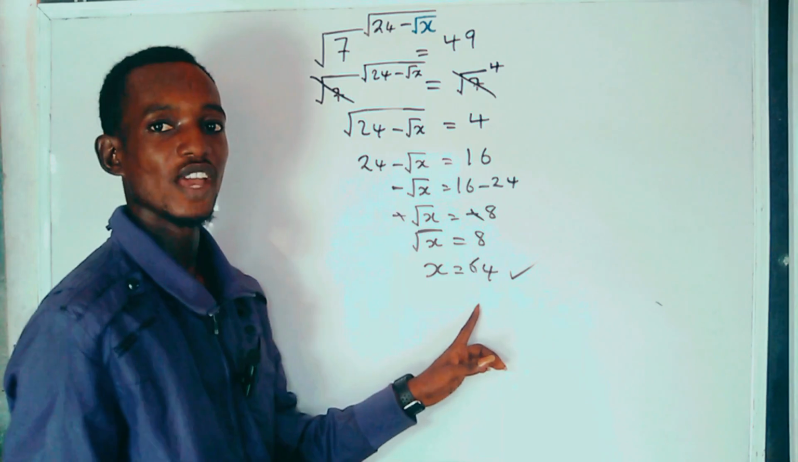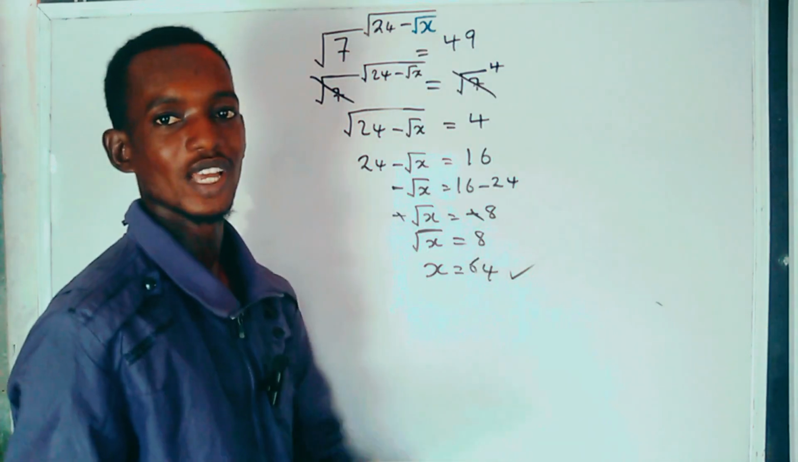When you plug in the value of x equals 64 into this equation, you're going to get 49.